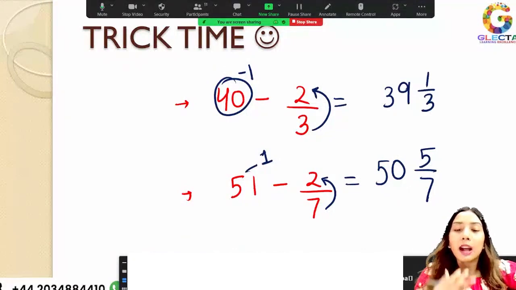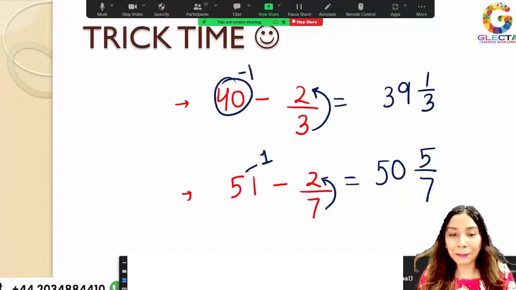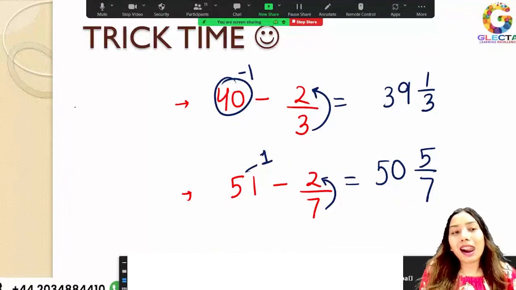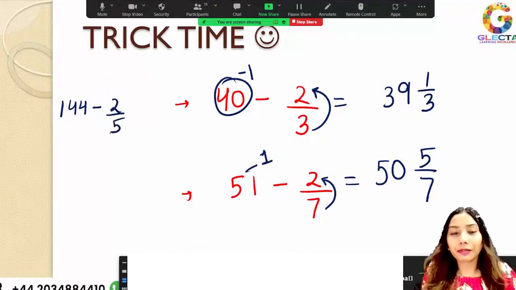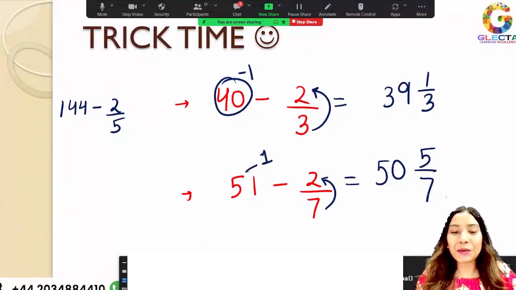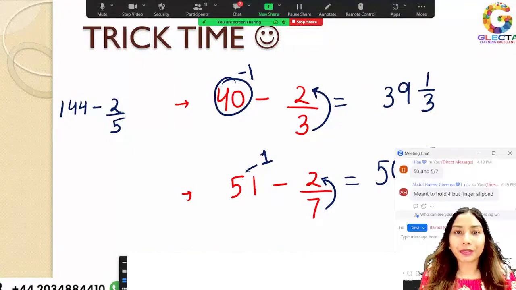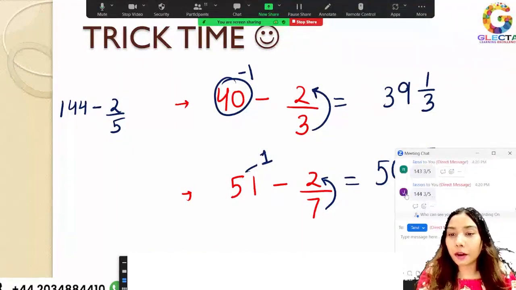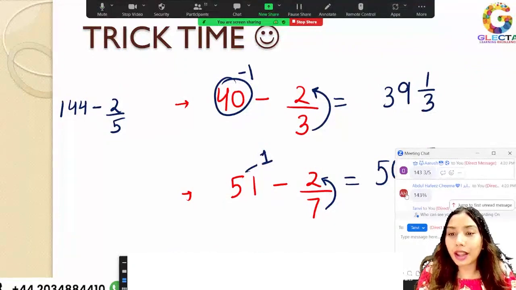Now, I'm going to give you some questions. I want to see how much you got it. This time, again, I'm giving you 10 seconds. And I need everybody's answers in the chat box within 10 seconds. Okay? Are you ready with your keyboard? All right. So my question is 144 take away 2/5. 10, 9, 8, 7, 6, 5, 4, 3, 2, 1, 0. I received the answer from Tanvi, Jason, Abdul, Arush.